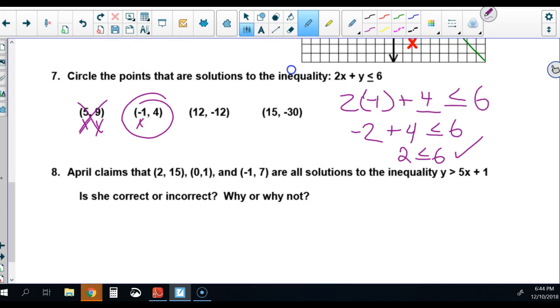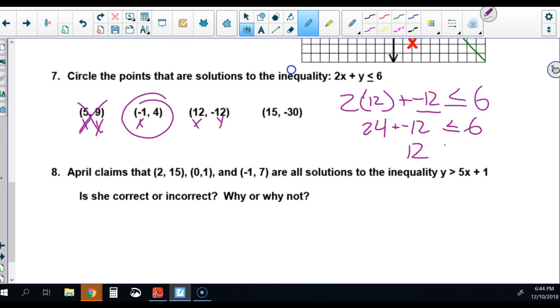12, -12. I'm going to plug in 12 for my x, -12 for my y, and see what happens. 12 for x, -12 for y. We get 24 plus -12 less than or equal to 6. 12 is not less than or equal to 6. No. Last one, 15, -30.